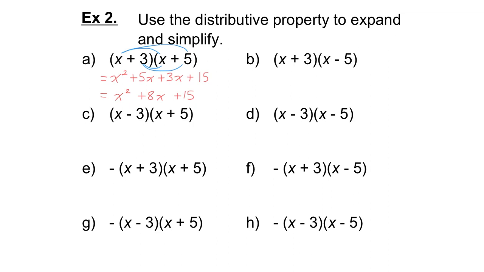If you just need help with the first one, here it is. X times x is x squared. X times 5 is 5x. Now, 3 times x is 3x, and 3 times 5 is 15.